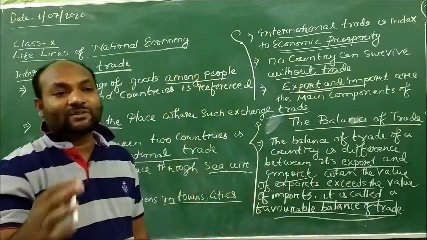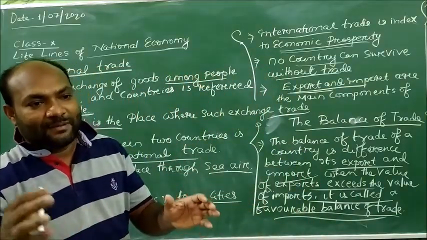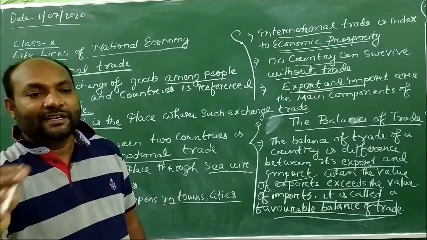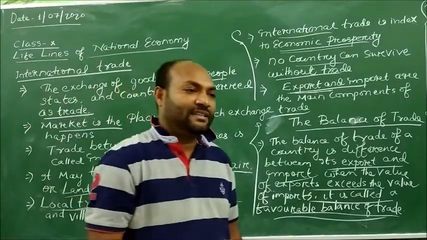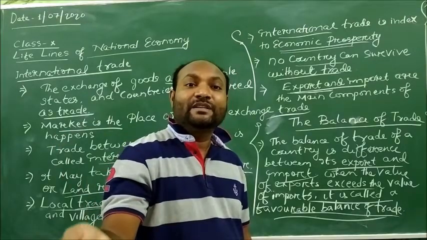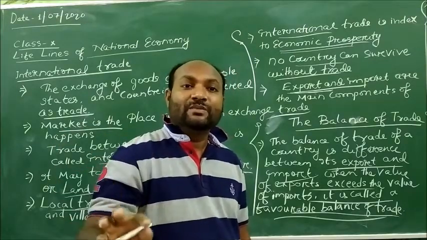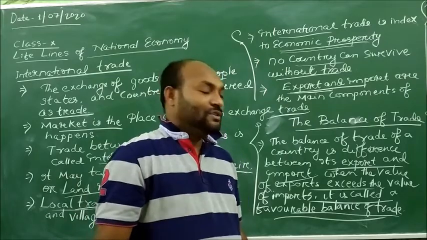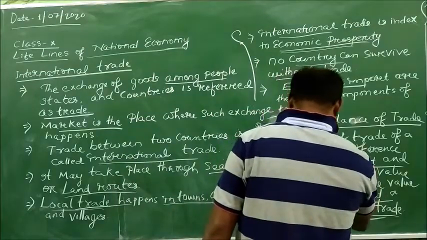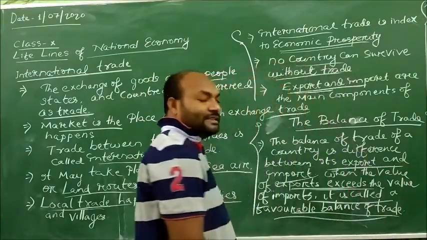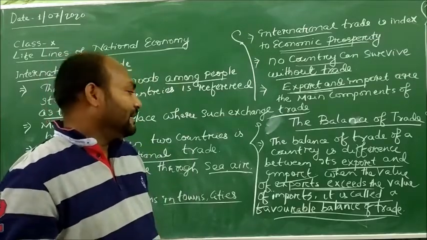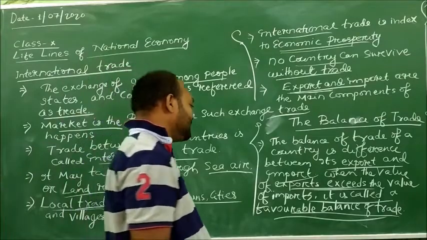So that is what I was trying to tell you, that whatever resources are available in our country may not be good enough to fulfill the needs of the society, and in order to fulfill the needs of the society, we need to depend upon other countries. We need to import those things which are not available here. So here, what is the balance of trade? The export value exceeds the value of imports, and that is known as the favorable balance of trade.